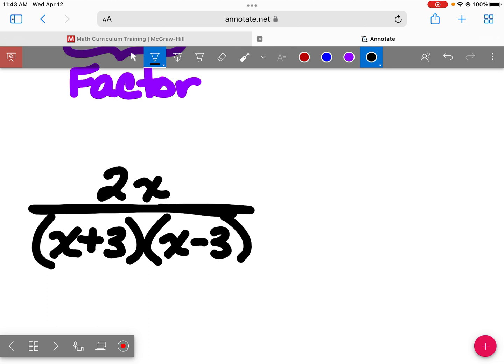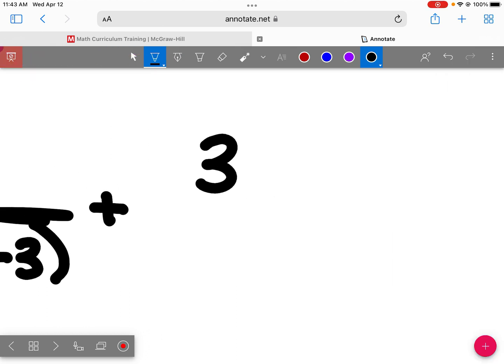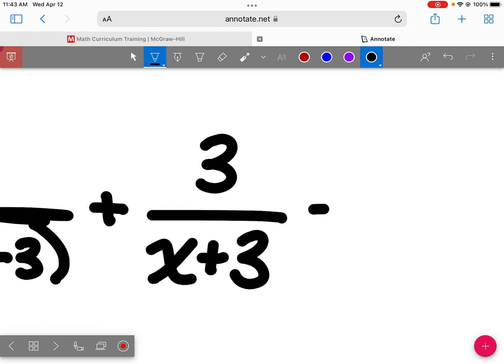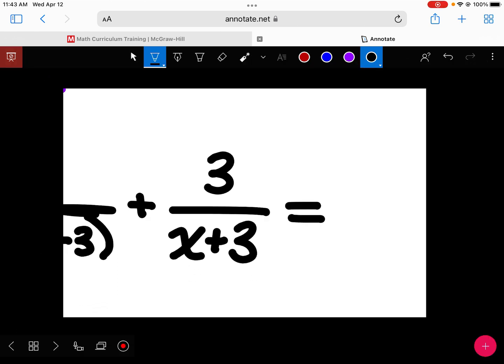Second denominator. Does that one factor? Does it have a GCF? No. Does it have an x squared? Nope. Then I'm just going to rewrite it. I'm just going to break it down. 3 over x plus 3. Bring down my equal sign.